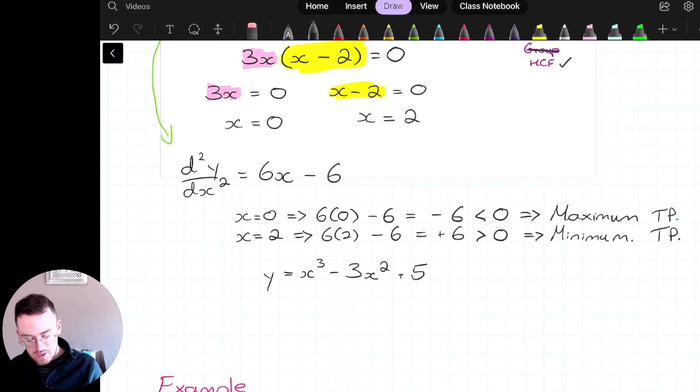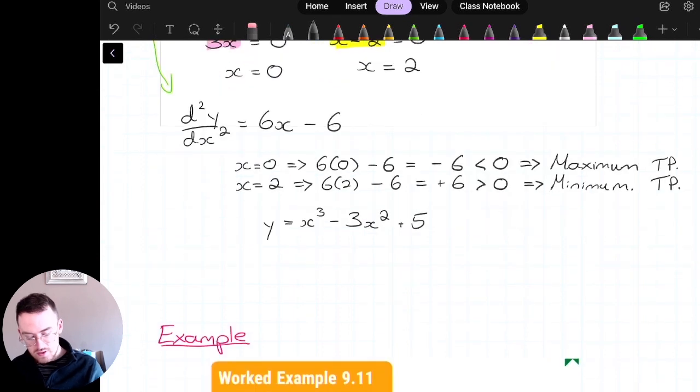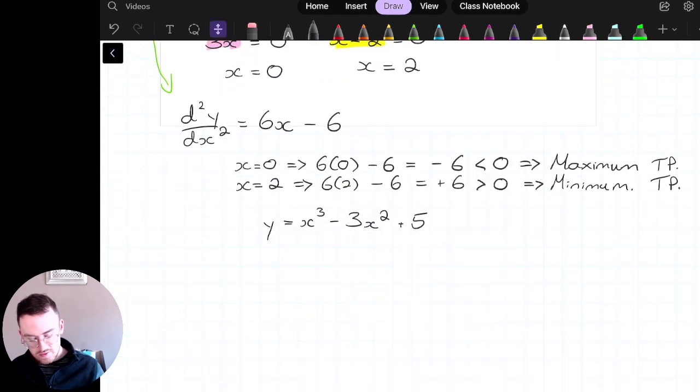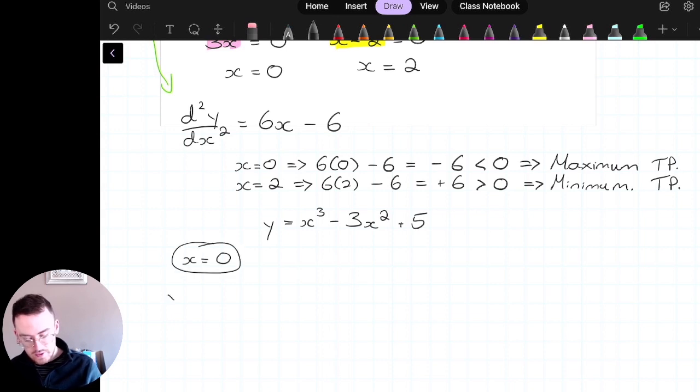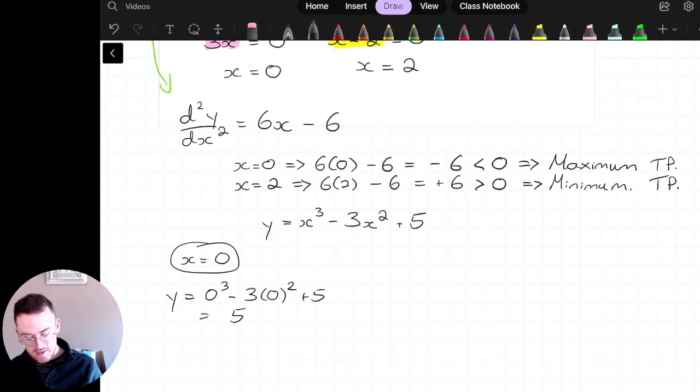So first of all, let's do when x is equal to, so I'm just going to move this down a little further, just to give myself more space. So first of all, let's do x is equal to 0 over here. So y is equal to 0 cubed minus 3 by 0 squared plus 5. So that's going to be equal to 5. So my coordinate is 0, 5.